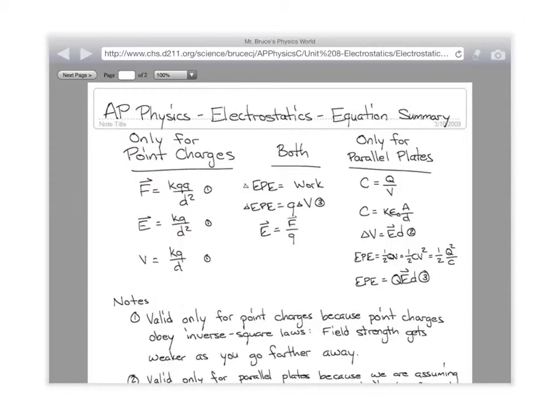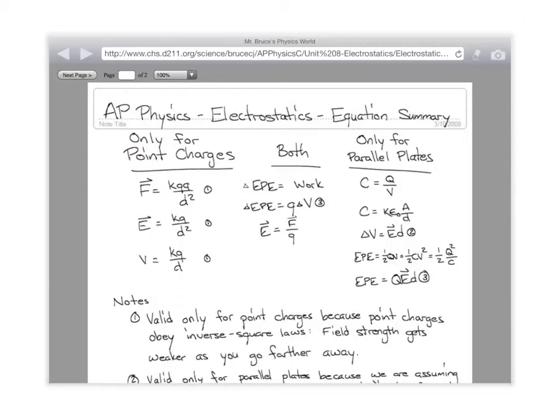If you have a plane or a sheet or parallel plates or something that's charged up, can you use KQ over D squared? No. What should you use? The right side. The right side is only for parallel plates. Capacitors, right. So delta V equals E times D. That's only for parallel plates.